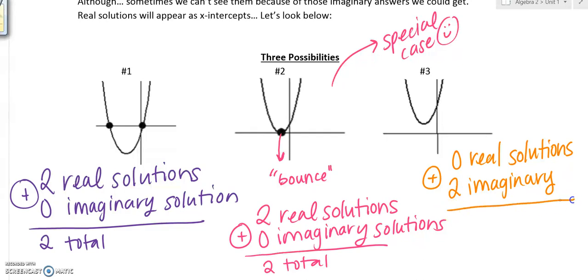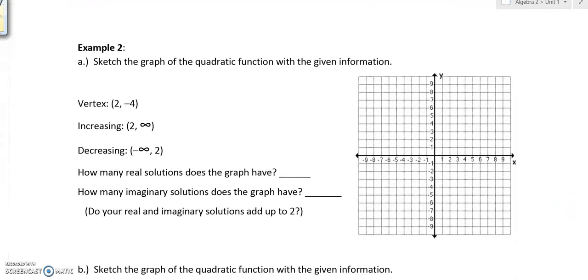And the reason I know that is because when I go ahead and add down, I have a total of 2. So I can't see any, but I know it has to equal 2, so my imaginary must be 2. Okay. Next page, we're going to do a little bit of forming the graph from the information provided.